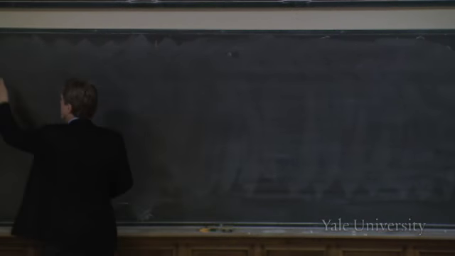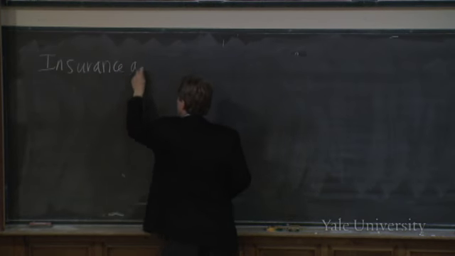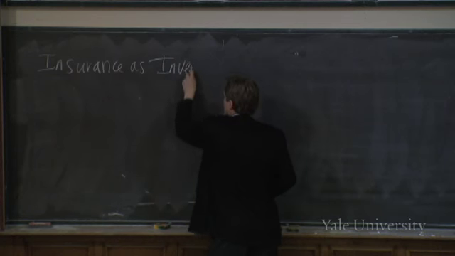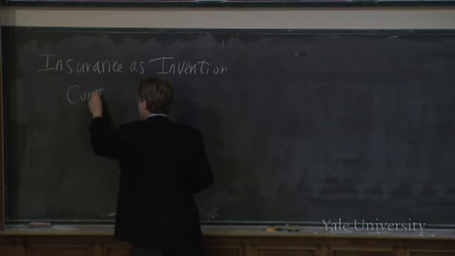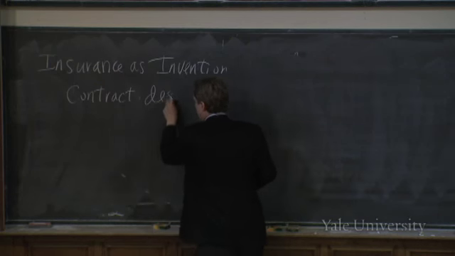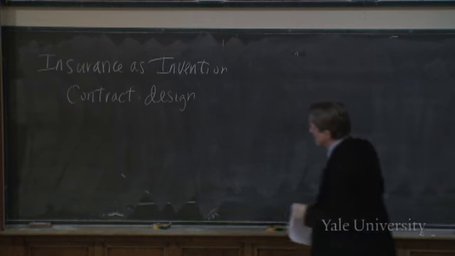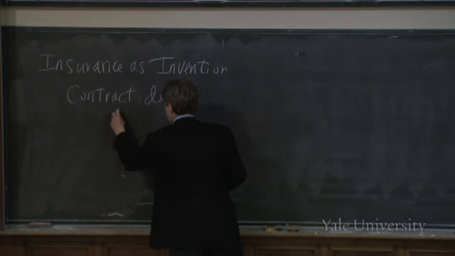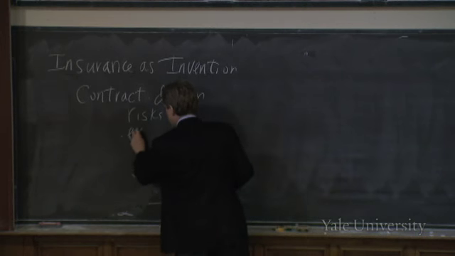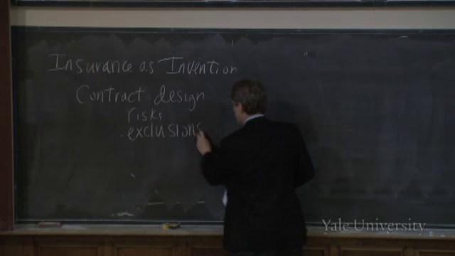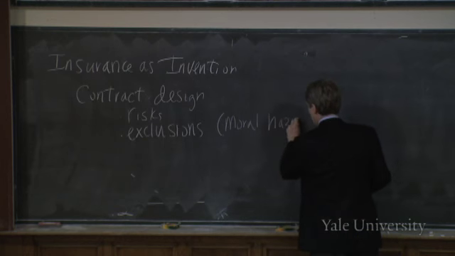So insurance as an invention has to have what things? It has to have a contract design. That would be a document, which is a contract between the insured and the insurance company that specifies, what does it specify? It specifies what risks are covered and exclusions. Some risks are not covered, and those exclusions are carefully designed with regard to moral hazard and selection bias.